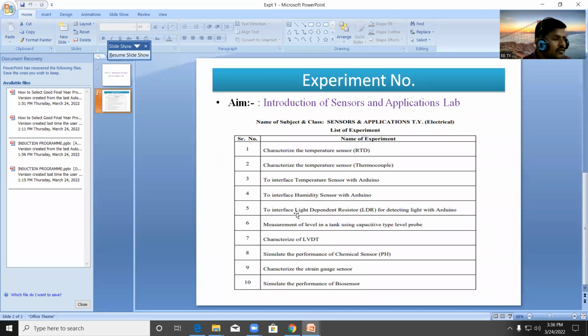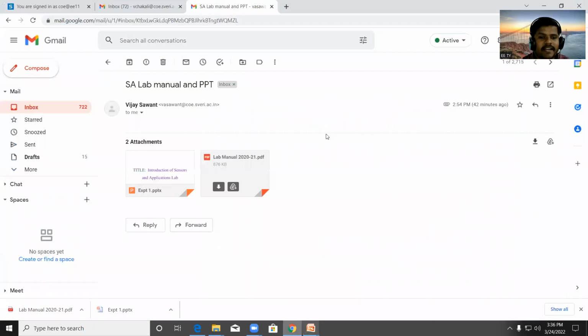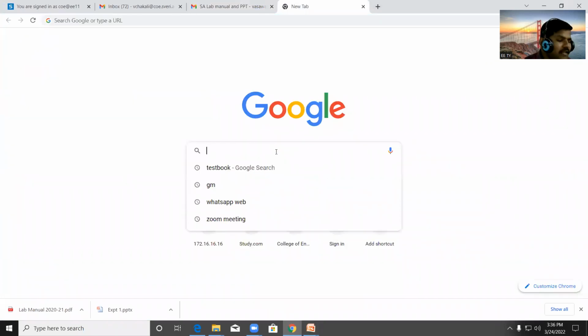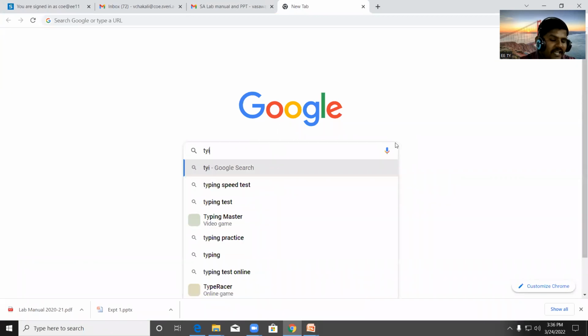These practicals can be performed using VLab, or the interfacing practicals we perform using Tinkercad. Right now we will give some introduction related to Tinkercad. Just go through Google and type Tinkercad.